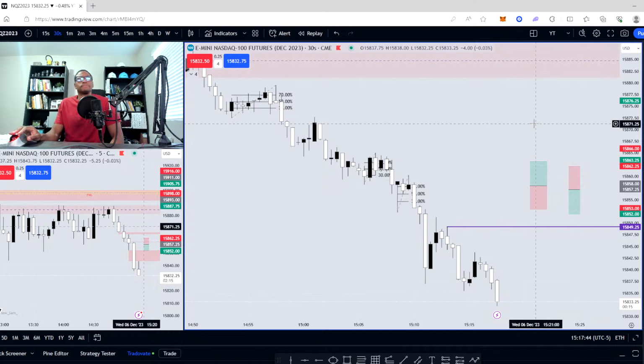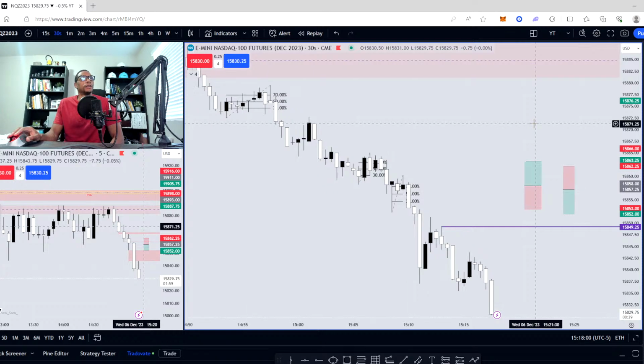Better? Okay, I'm just taking a peek at the higher time frames, the daily, the 4-hour. We're just now tagging into a fair value gap on all the higher time frames, the weekly, the daily, and the 4-hour.